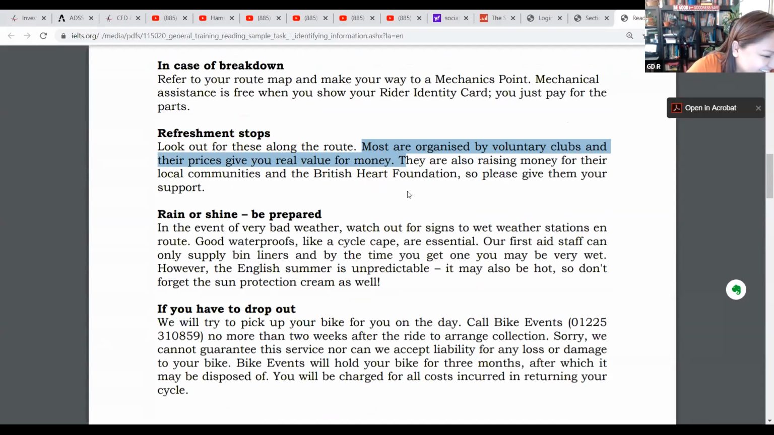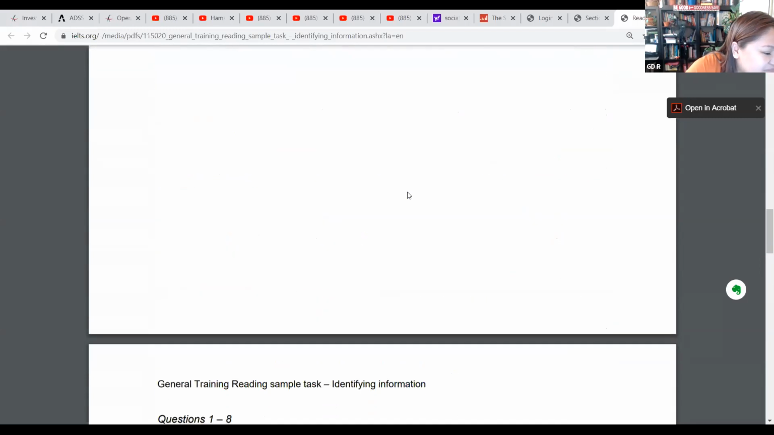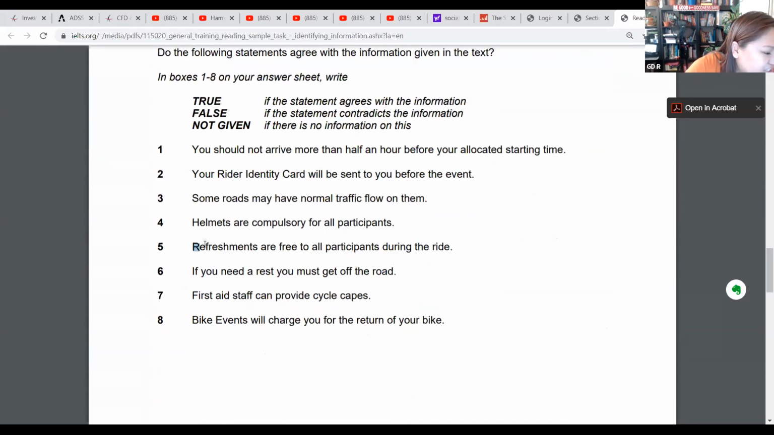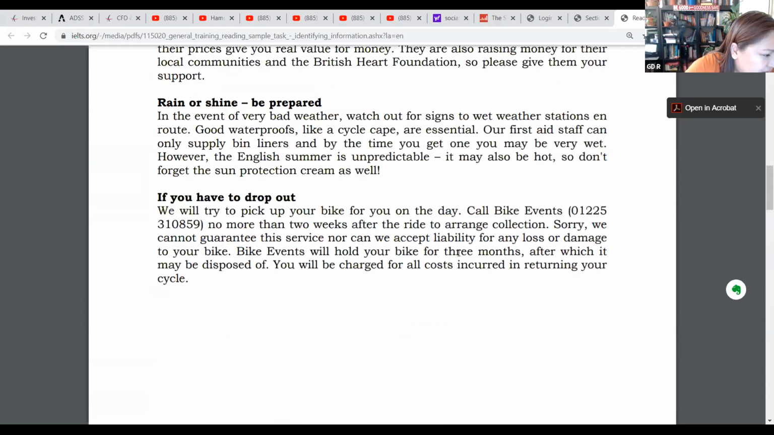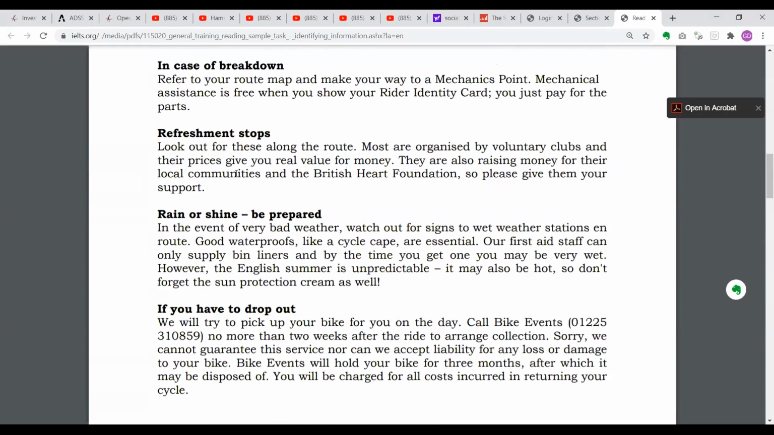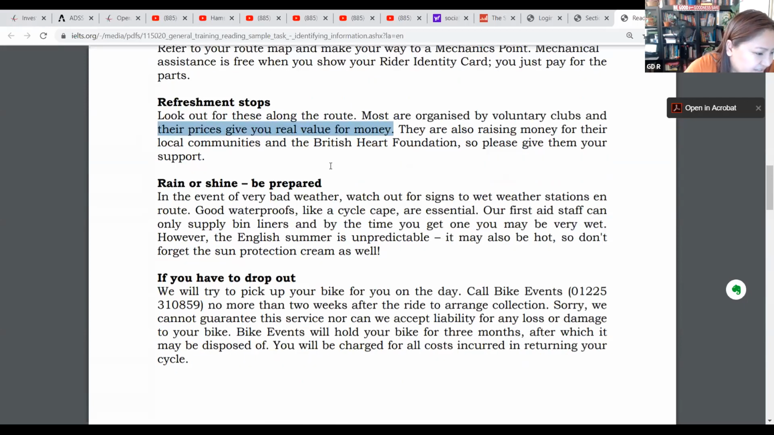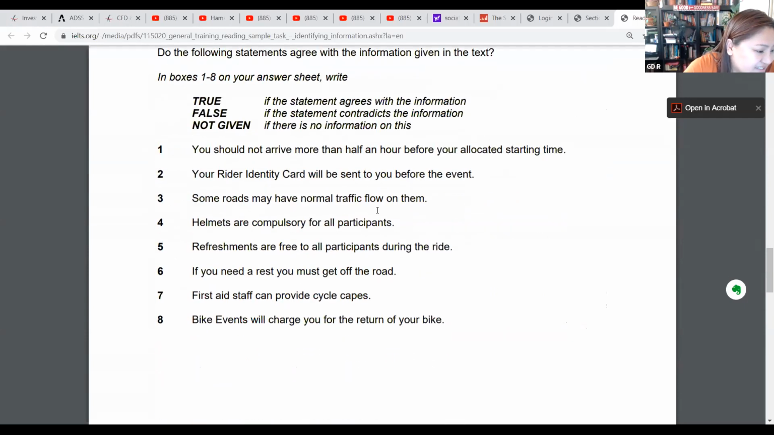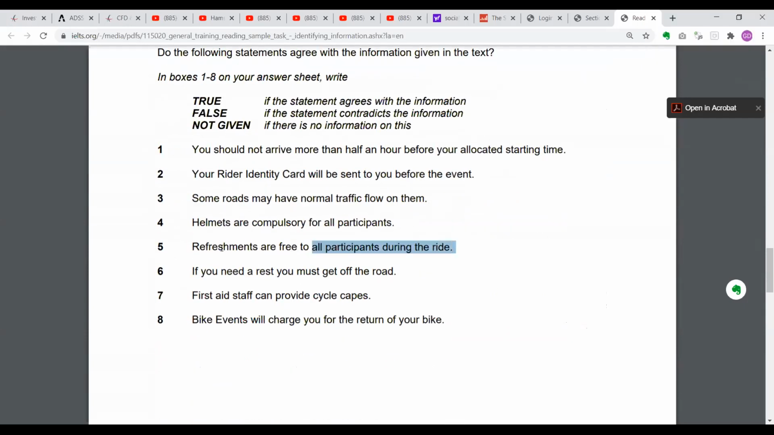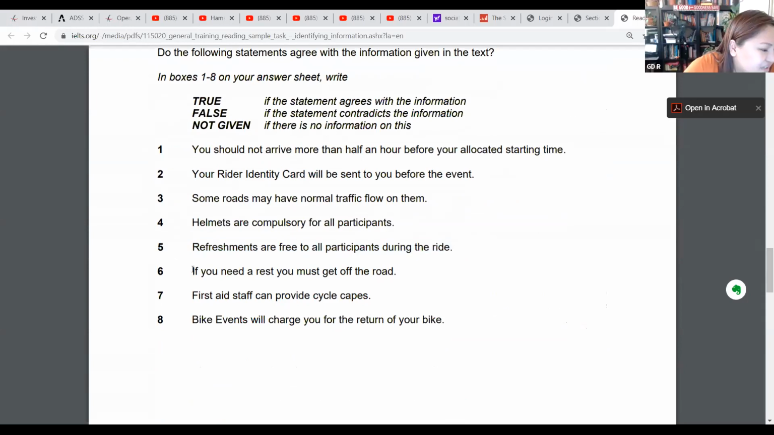Class. The statement below states that refreshments are free to all participants during the ride. But in the paragraph above, what does it say? There are prices. Yes, there's a value for buying something to drink. So the statement below is false.